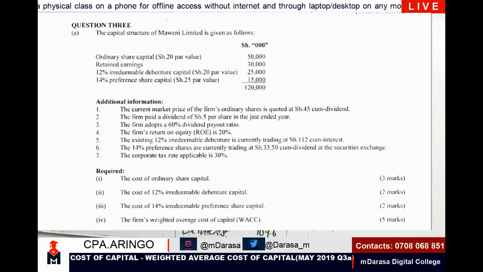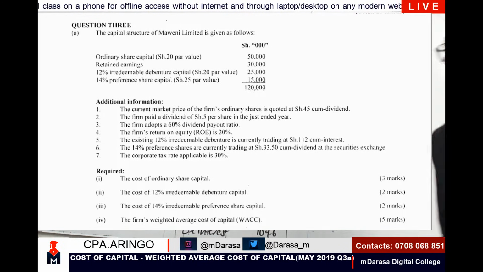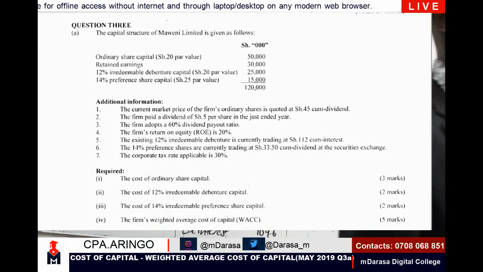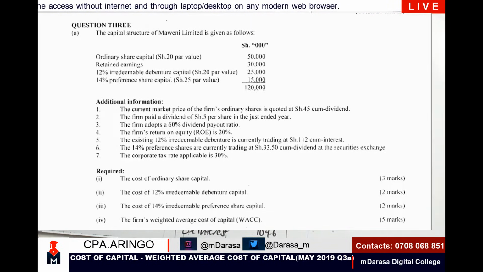Look at part number 4. In part number 4, we are asked to compute the firm's weighted average cost of capital, that is WACC. Remember, we had already tackled part 1, part 2, part 3, and right now we are in number 4.